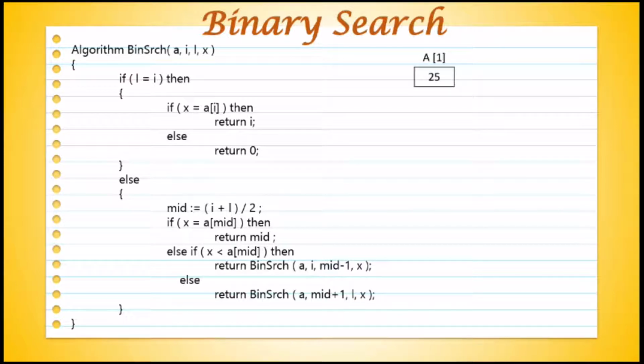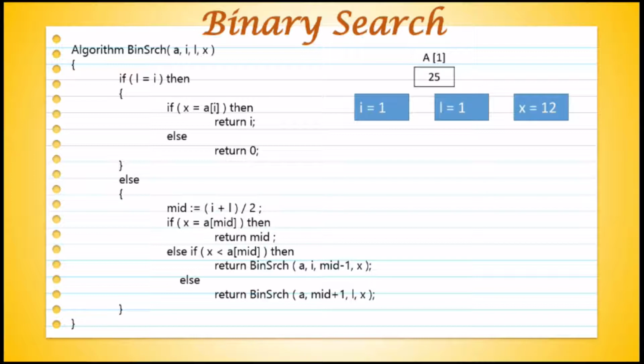So suppose this is an array and there is only one element. Because there is only one element, the starting and last value will be 1 itself. So I will be 1 and L will be 1 because there is only one element. And suppose the searching element is 12. So we are trying to search for 12 in the list.